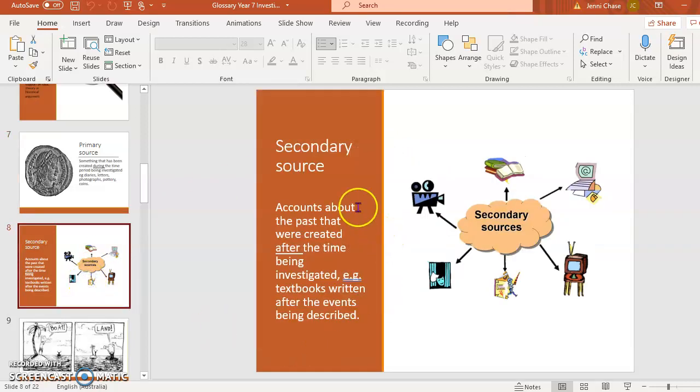Secondary source is something that has been created after the time being investigated. So it might be a textbook, it might be a movie. Okay, so a movie about the Romans is a secondary source. These two categories, primary and secondary, they're not always crystal clear.